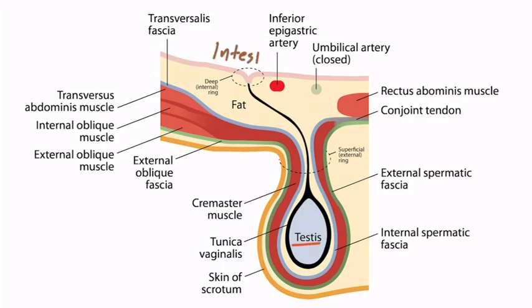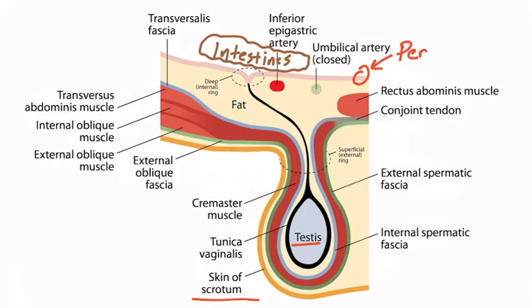And the intestines would be up here in this region. And you can see the skin wrapping all the way around, represented as this orange line. And up here would be the peritoneum. And now we can talk about those layers.